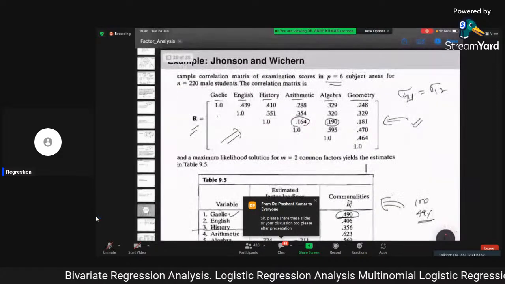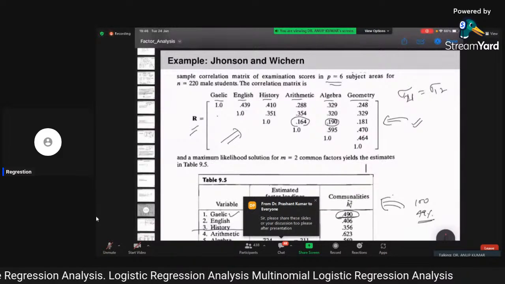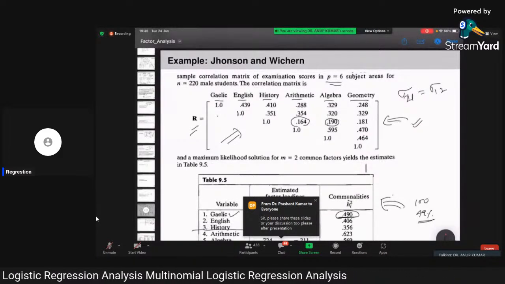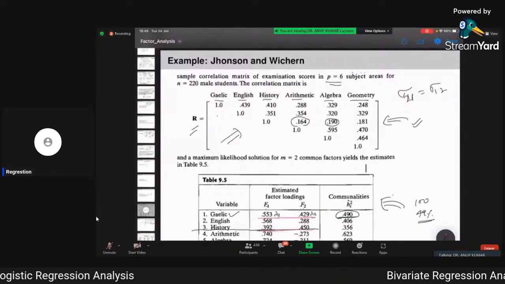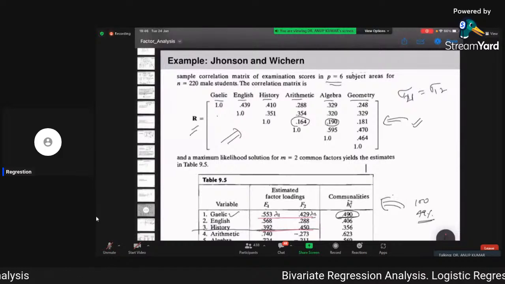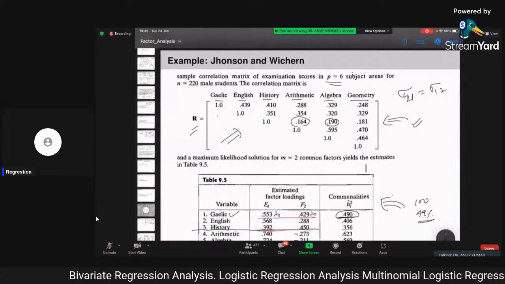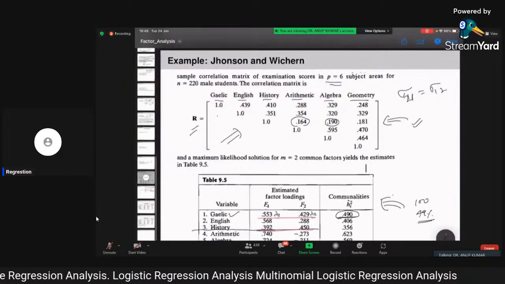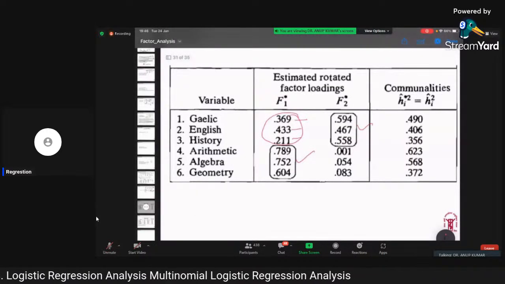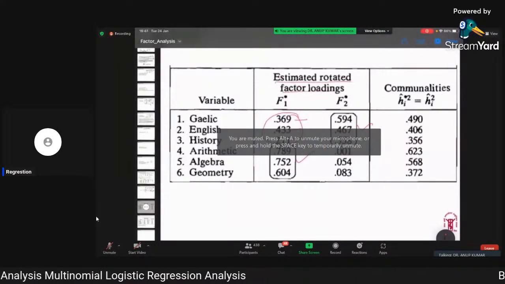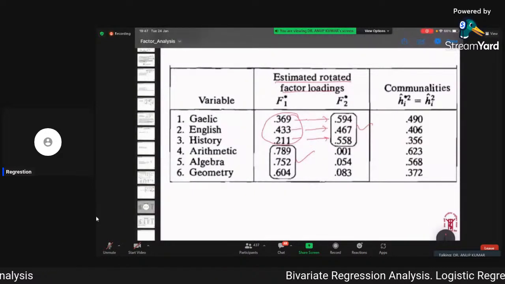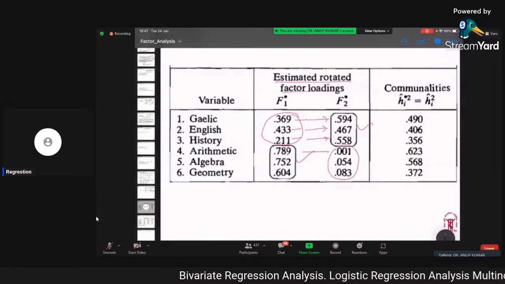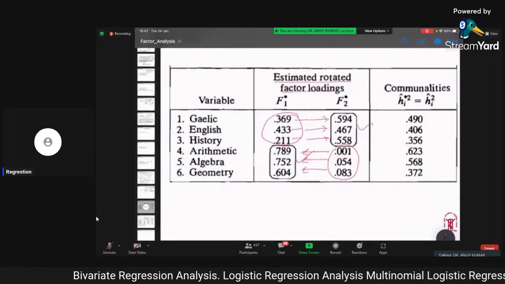If you compare to the previous one, you can see that 0.553 and 0.429 are very much close to each other. 0.39 to 0.450, they are very much close to each other. So it is very difficult to distinguish on which factor it is loading more. But when you do the rotation, here in the estimated rotated factor loading, you can say that this is somewhat better, and here it is contributing very low. So these three are definitely different factors.